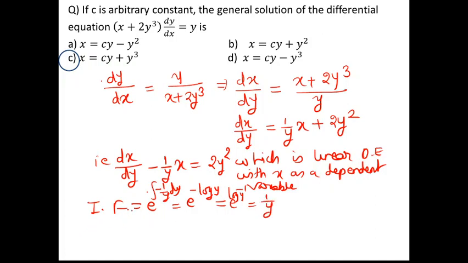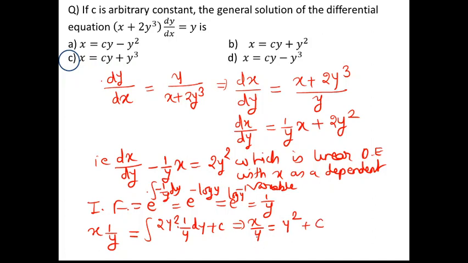So the solution will be the dependent variable, that is x, into the integrating factor 1 by y, is equal to the right hand side, 2y square into the integrating factor, plus c. Simplifying this, x by y is equal to, y will get cancelled, only 2y is left, and the integration of 2y is 2y square by 2, so simply it's y square plus c.